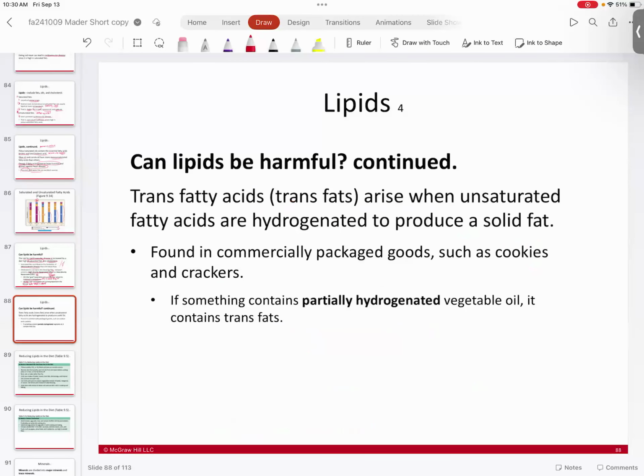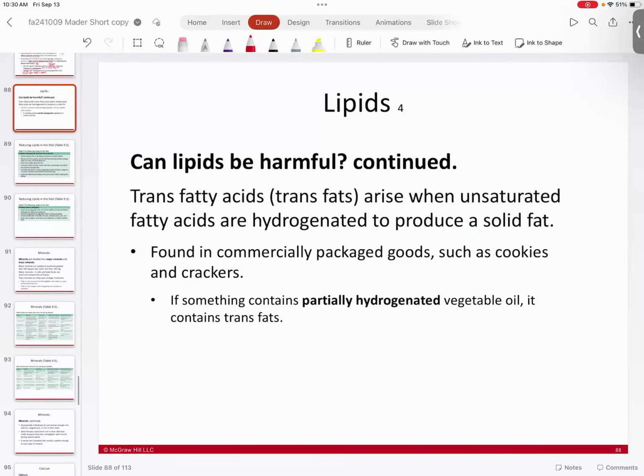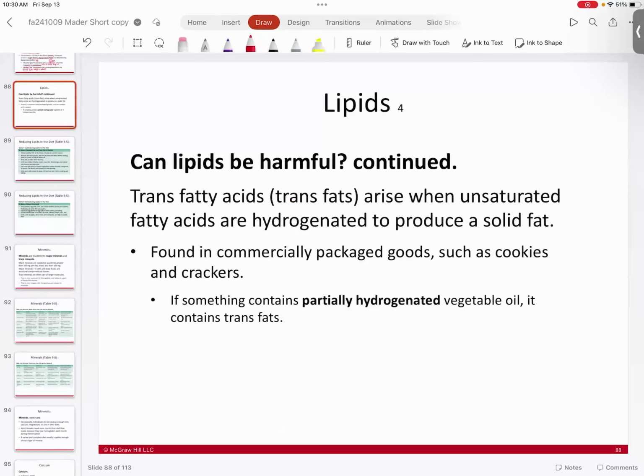Now, as a result, you can increase your LDL load by eating lots of saturated fats, which basically increases your risk for cardiovascular disease. You can increase your HDL by exercising, which is the reason why exercise is good. Okay, we're not done yet.